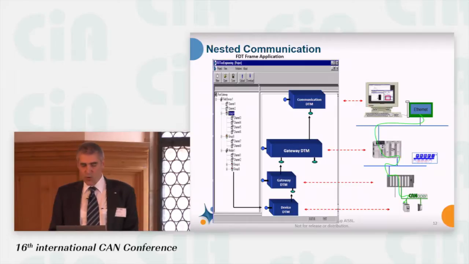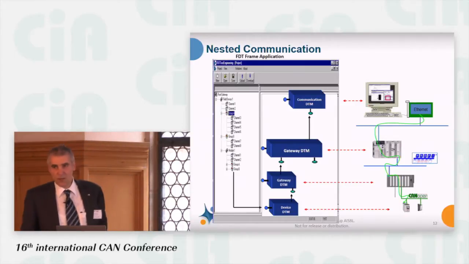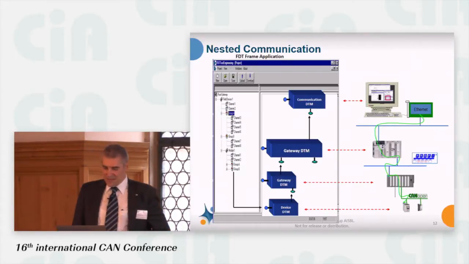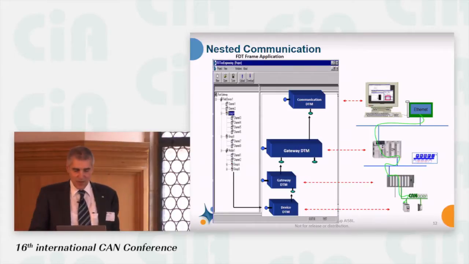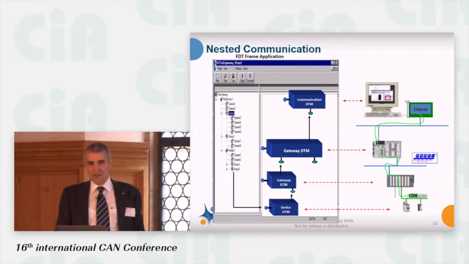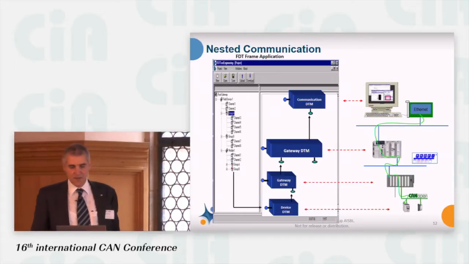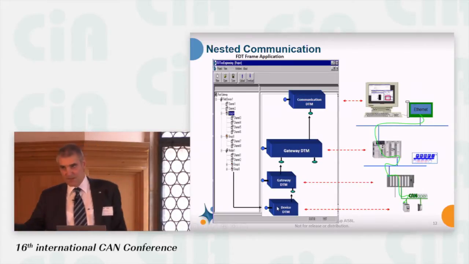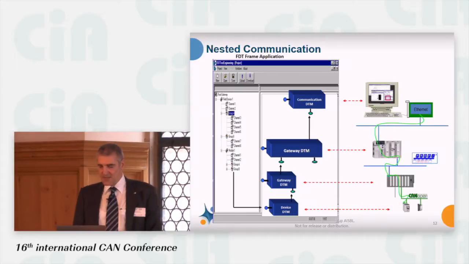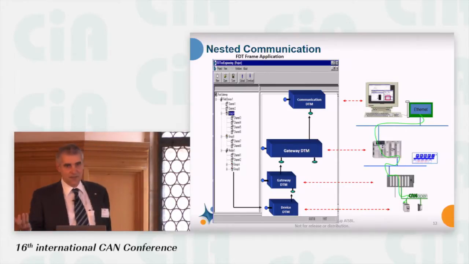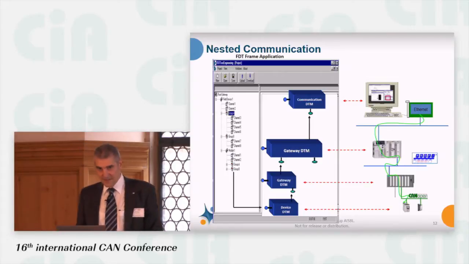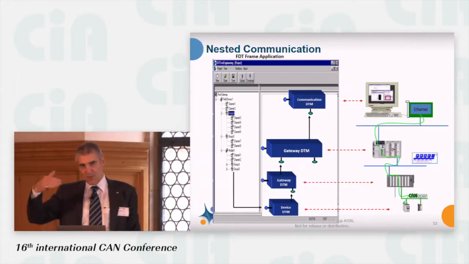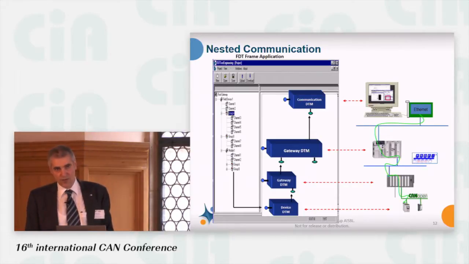And how does this work? This is the so-called nested communication. Nested communication is the notion because you have several elements in this tree which represents the devices. On the bottom level, you have the device DTM, which is related to the device. And then you have a gateway, a so-called gateway DTM. The gateway DTM forwards the messages to the device. And you can have several gateway DTMs depending on the hierarchy of your plant.